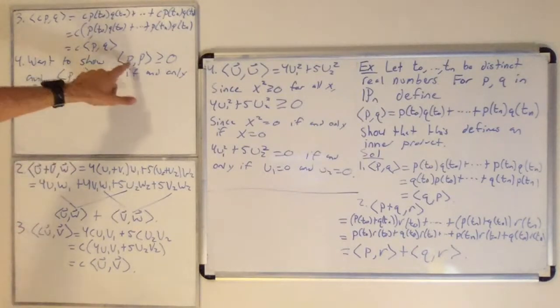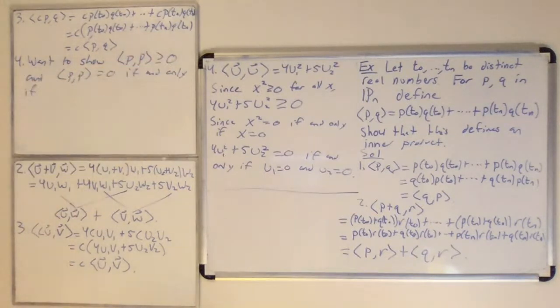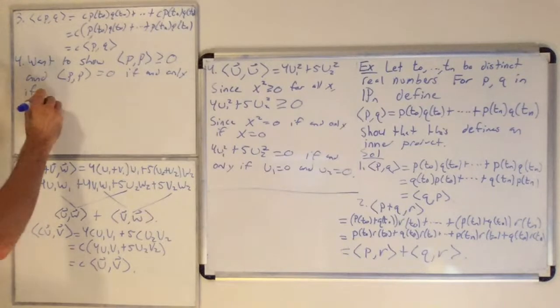So we want to show that the product of P with itself is greater than or equal to 0. That's going to be pretty straightforward. It's going to be just like the last example. But we also want to show, like the last example, but our reasoning is going to be a little different, that the inner product of P with itself equals 0 if and only if something. What is this something? Fill in the blank.